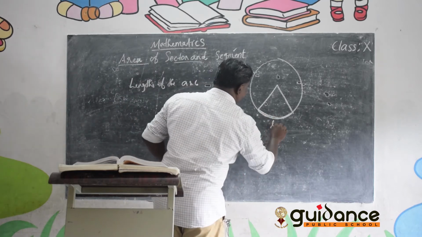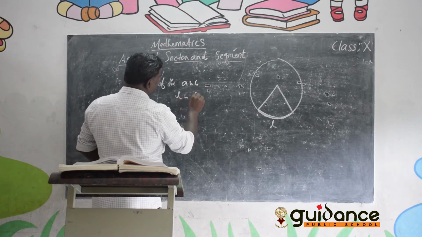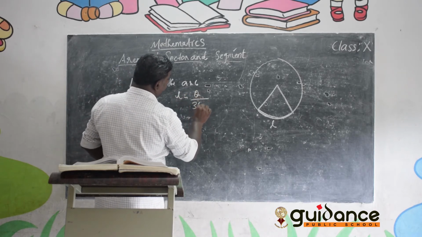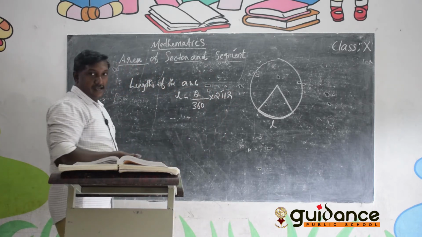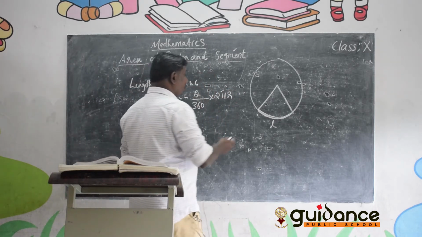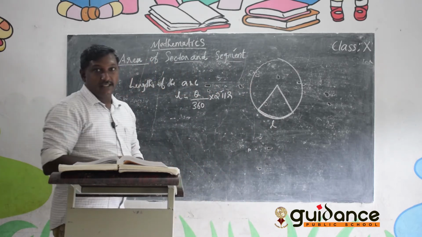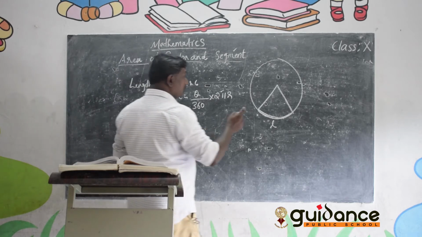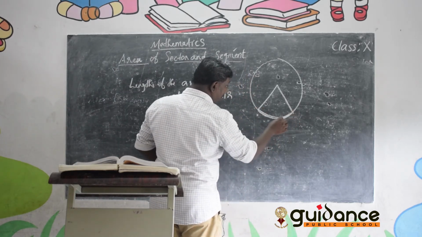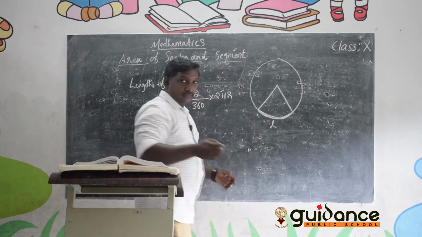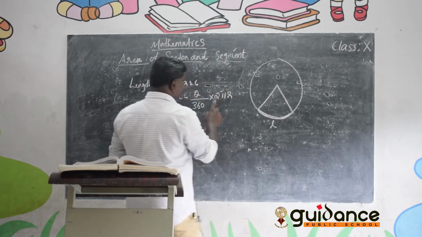This we can consider as L. Then length of the arc L equals theta by 360 into 2 pi r. So the length of the arc is equal to theta by 360 into 2 pi r. Now listen very carefully. Here we have to find the length of the arc only. We find the length of that small arc by using this equation.